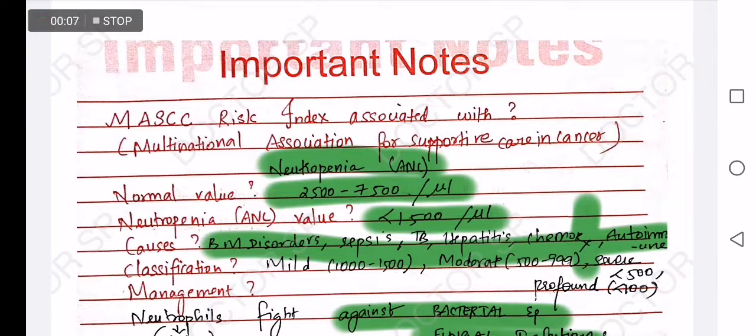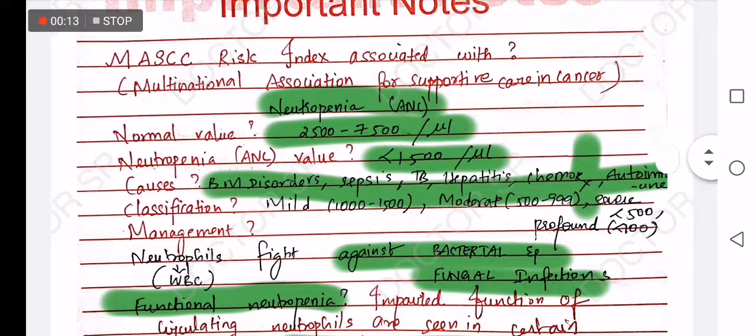Today we are going to have a brief discussion about neutropenia. Here are some important points that you have to remember in terms of the examination view. The Multinational Association of Supportive Care in Cancer (MASCC) risk index is associated with neutropenia.